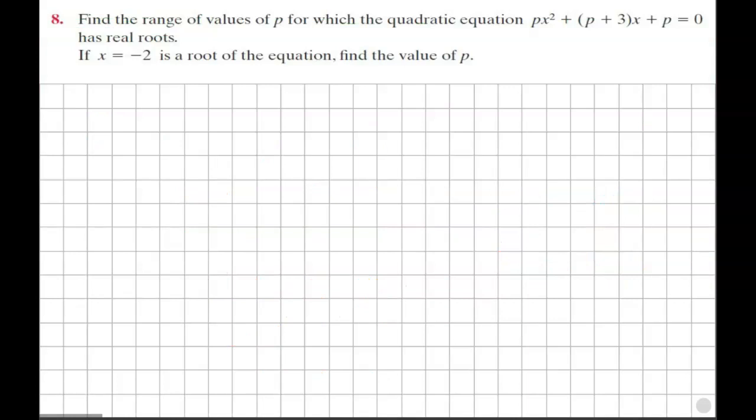So using the same process, you should be able to do questions 6 and 7. And I'm just going to quickly go through question 8 here now. So again, not dissimilar to the other ones. Find the range of values of p. Okay, it's a different letter, but still the same idea.